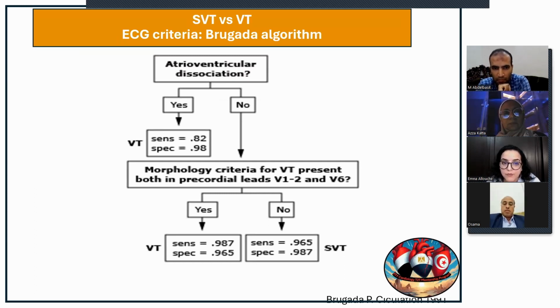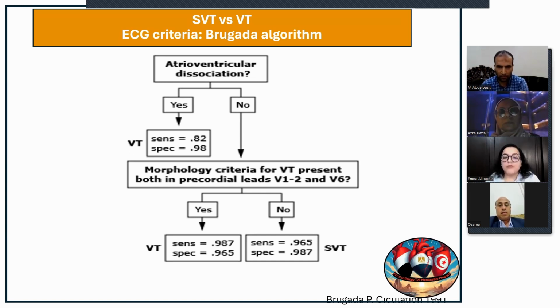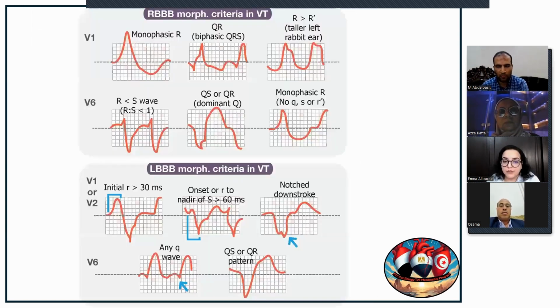If we don't find this, we move to searching for atrioventricular dissociation. We look for P waves between QRS complexes, and if there is a dissociation with more QRS than P waves, this is also 98% specific for VT. If we don't find this sign, we move to the morphology of the QRS in the precordial leads to see if it is a typical or atypical morphology of right bundle branch or left bundle branch. This slide shows the morphology criteria of right bundle branch in V1 and V6, or left bundle branch, for VT.